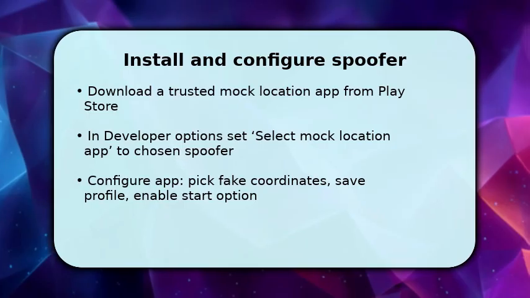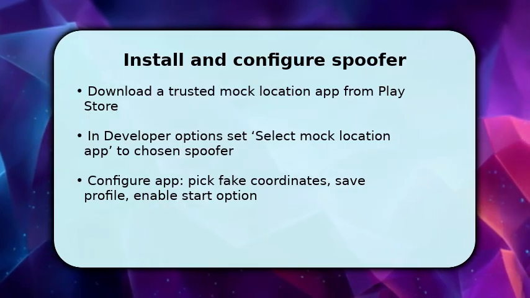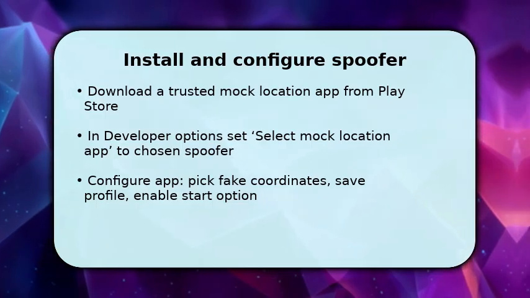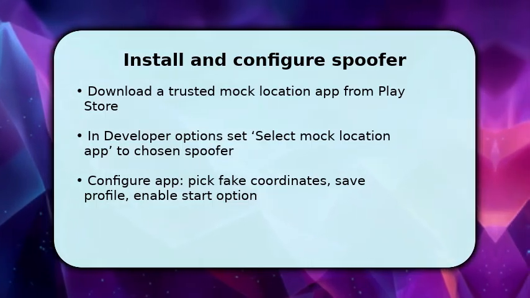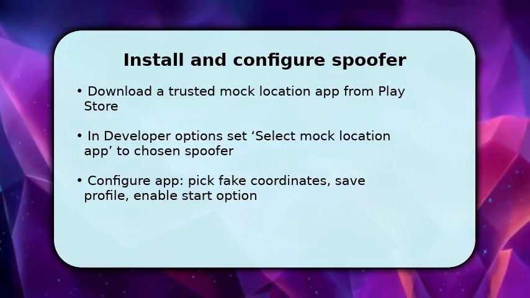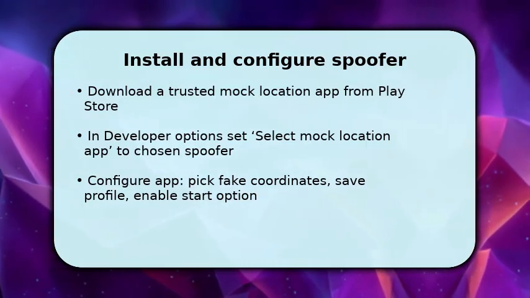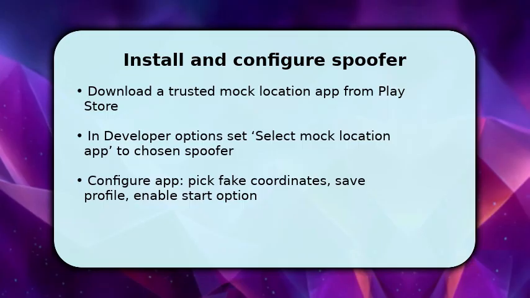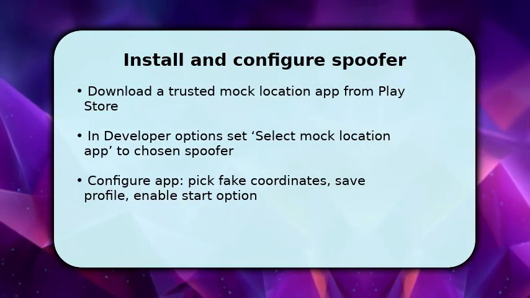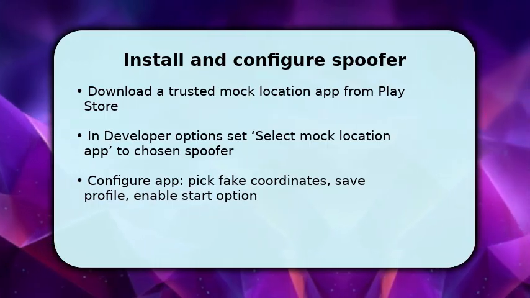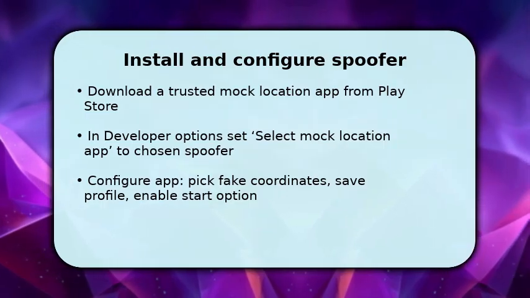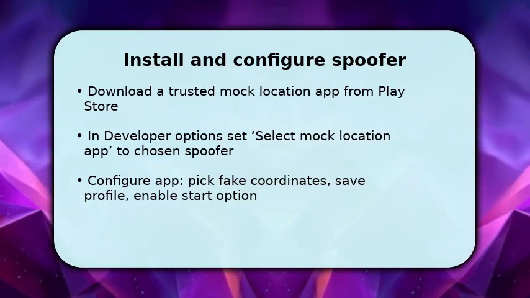Now you install and configure a mock location app to supply the fake coordinates. Open Play Store, pick a reputable mock location tool, and install it. Then go to Developer Options and set Select Mock Location App to that tool so Android accepts its data. Inside the spoofer, enter the coordinates or drop a pin where you want to appear, save a profile, and enable any persistent or background options so the spoof persists when apps run. This step connects the tool to system location.